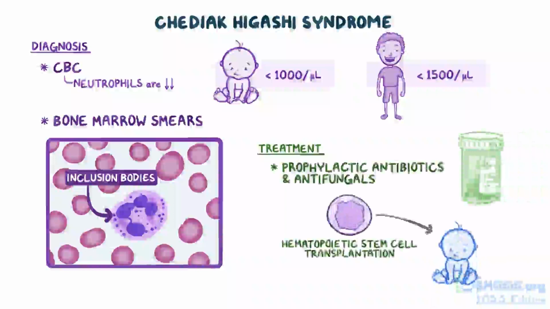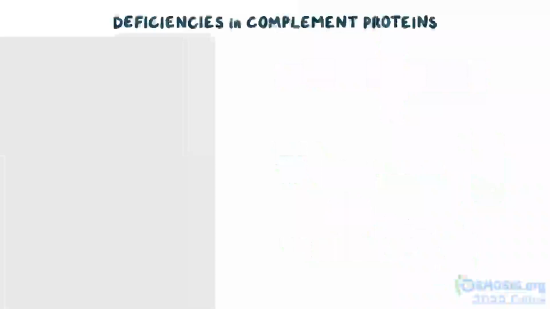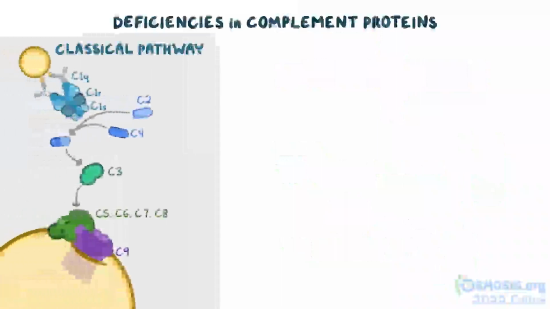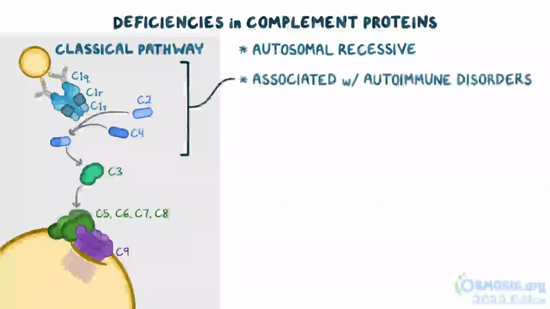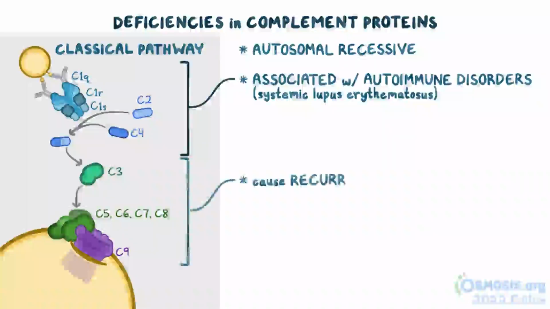Alright, now finally, the rarest type of primary immunodeficiency is a deficiency in one or more complement proteins. Deficiencies in the classical pathway are usually inherited in an autosomal recessive pattern. Deficiencies in the early components of the classical complement pathway, meaning C1q, C1r, C1s, C4, or C2, are usually associated with autoimmune disorders, particularly systemic lupus erythematosus. Deficiencies in later components of the classical complement pathway cause recurrent infections.